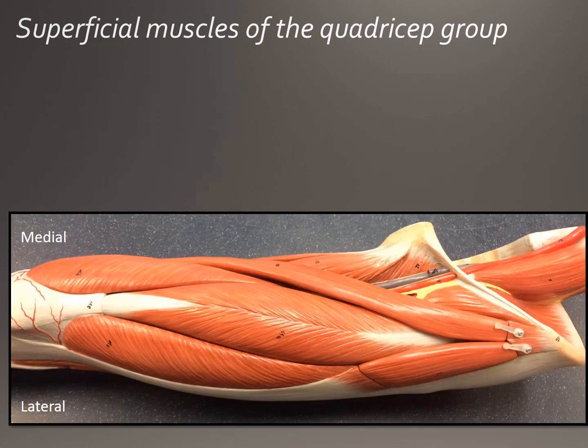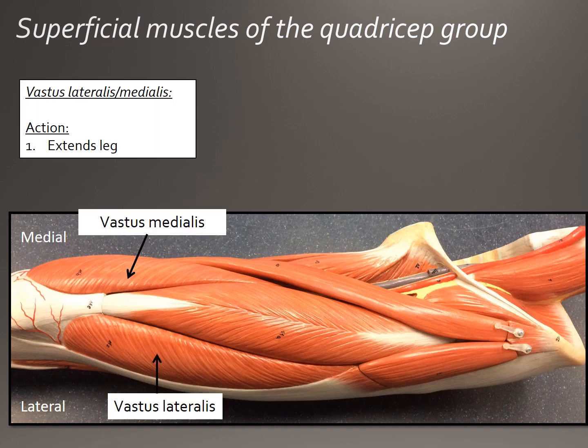And now we're looking at superficial muscles of the anterior thigh, but we're only looking at the quadriceps group. The quadriceps group is often referred to as the quads. If you go to a gym, you'll hear people saying, oh, it's a quad day. And quadriceps refers to a group of muscles that's made up of 4 individual muscles.